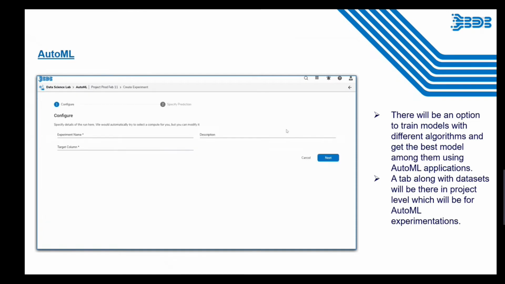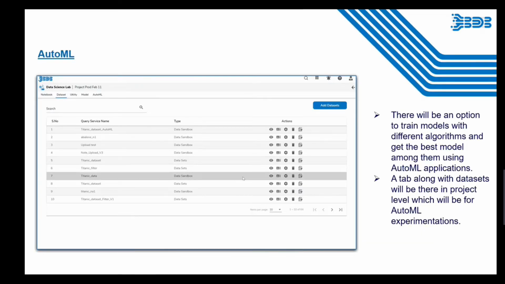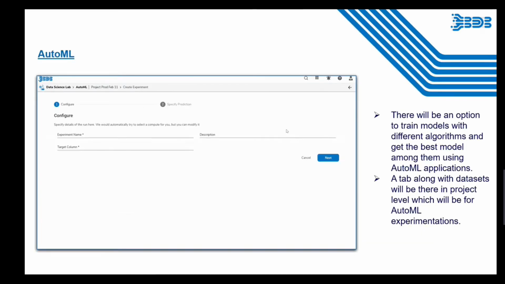So I am just going to briefly talk about this AutoML feature that we have included. So what is AutoML? To begin with, AutoML is nothing but automated machine learning, which is the process of automating tasks that apply machine learning to real world problems.